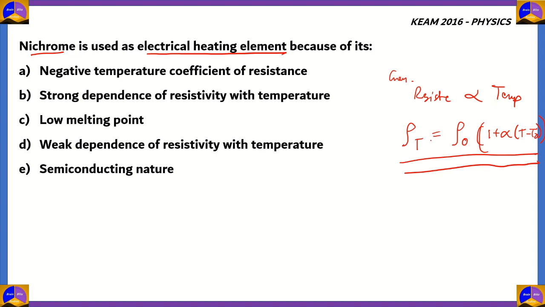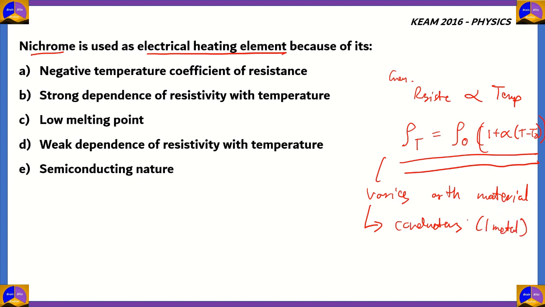Now, this particular ratio, the resistivity at the temperature T with respect to its original resistivity, varies with material. So depending on the material that you use, the ratio can vary. So the first is for conductors. So conductors made out of one metal, such as copper wires, aluminum wires, etc. Now these have a strong dependence of resistivity with temperature.